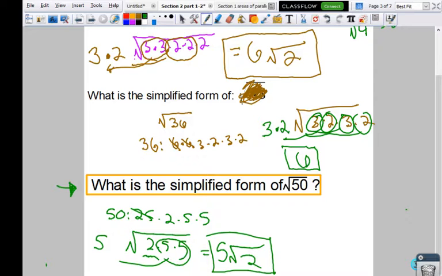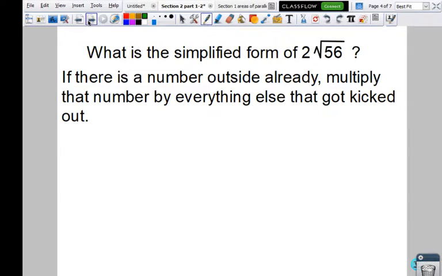Alright, on this next one, we're going to find the simplified form of 2 square root of 56. So I have a 2 on the outside already, right? What I'm going to do is ignore it right now, and this 2 is going to come back at the very end. I'm just going to write it out here so it's easier. I'm going to ignore this 2 on the front for right now, bring it back at the very end, and just work on 56.